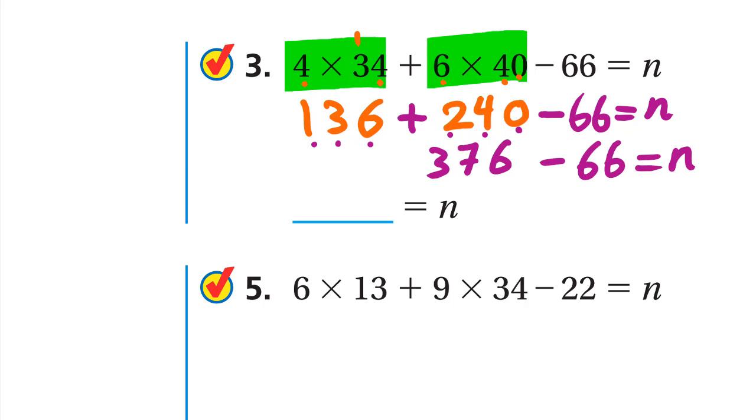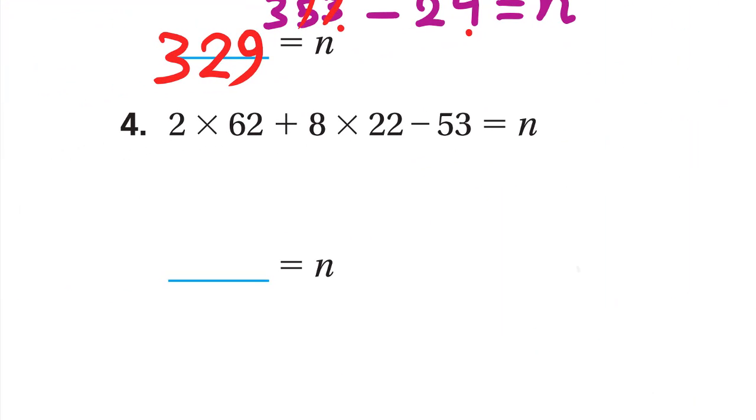Now we can see what equals n. We will do the minus. So 6 minus 6 is 0, 7 minus 6 is 1, 3 minus nothing is 3, so 310. Okay, number 4.